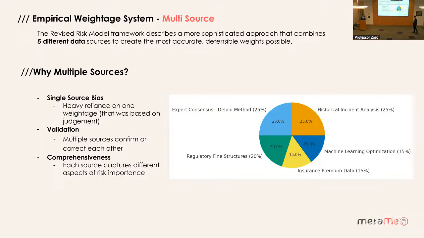And the way we are going to do that is we're going to assign them into 5 different portions: historical incident analysis, expert analysis, machine learning optimization, insurance premium data, and regulatory fine structures. We'll get into all of that in a second.